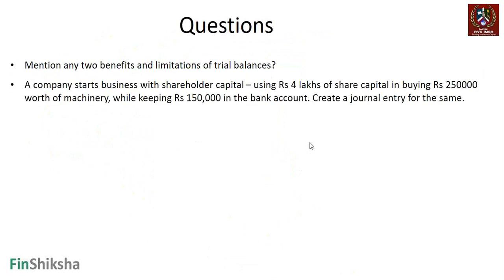And just like always, when we close, we are asking two questions here. Just try and answer these two. Mention any two benefits and limitations of trial balances. And a company starts business with shareholder capital using rupees 4 lakhs of share capital in buying rupees 2.5 lakh worth of machinery and keeping the remaining 1.5 lakh in a bank account. Create a journal entry for the same.